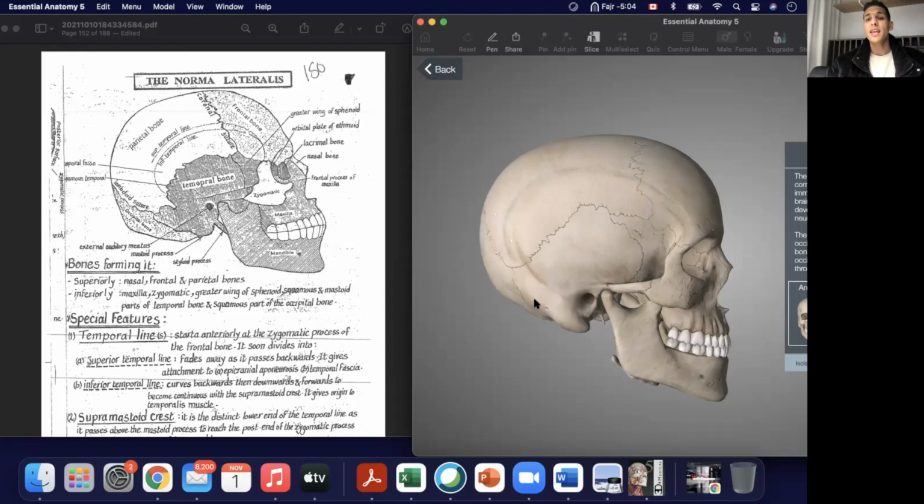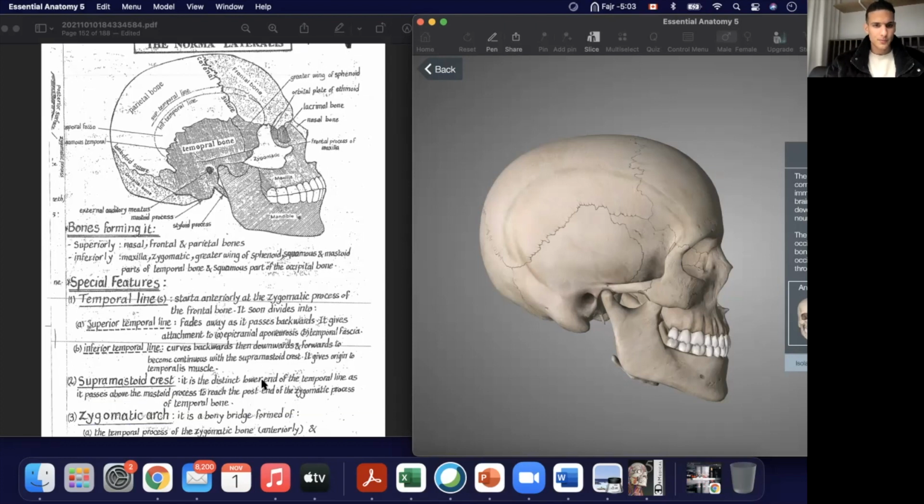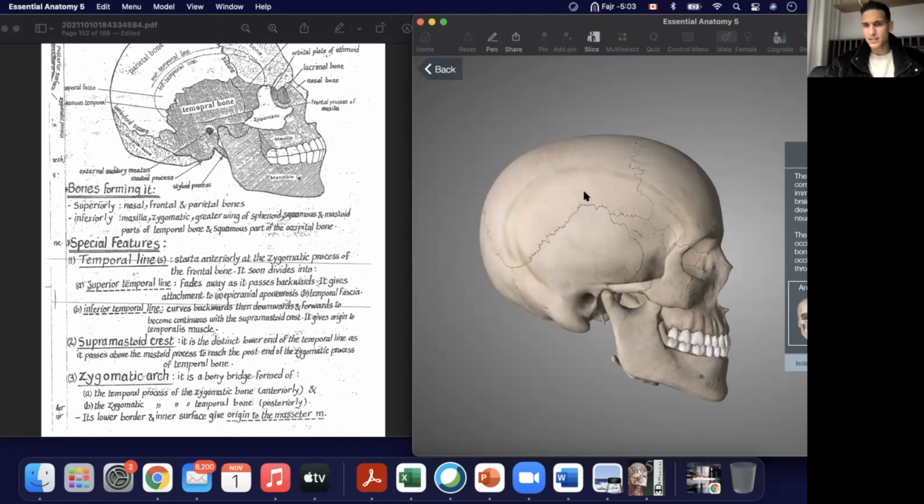Those two lines form the origin of the temporalis muscle, which, if you press on your teeth and put your hands here, you can feel bulging. The temporalis muscle that attaches within this region is important for your mastication process during eating. So that's an important thing to know.